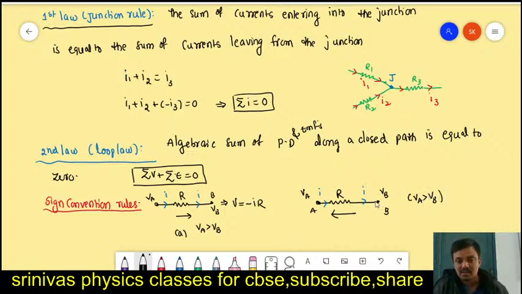Potential difference: you are going from B to A. This is the high potential and this is low potential. How do I know this is high and this is low? Because current flows from high to low. But you are going from B to A, low to high. Potential difference means final minus initial. B is initial, A is final, so you take high minus low, and you will get positive.